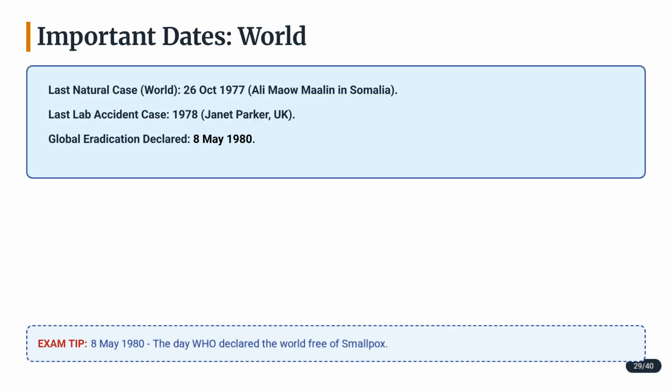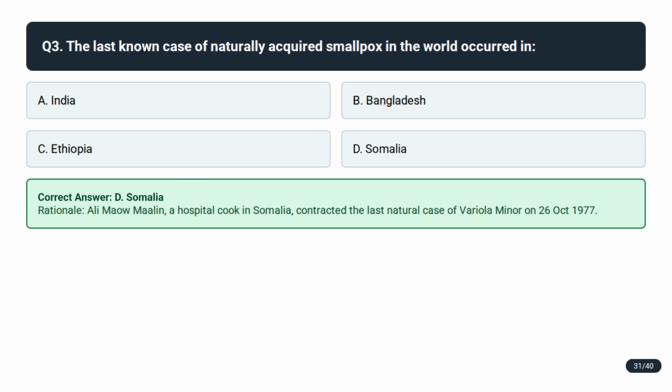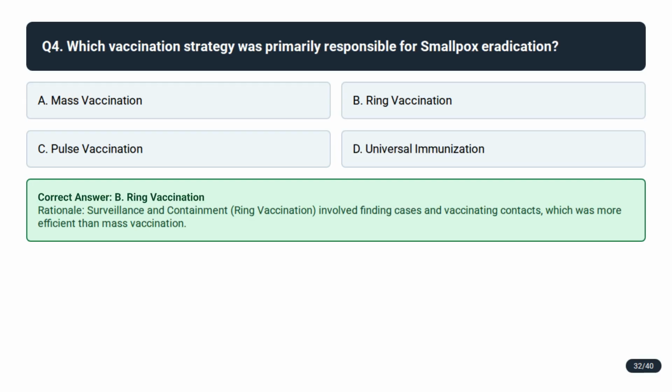The correct answer to the global eradication date is C, May 8, 1980. The location of the last natural case in the world was D, Somalia. The key strategy used for smallpox eradication was B, ring vaccination. India was declared smallpox-free in B, April 1977.